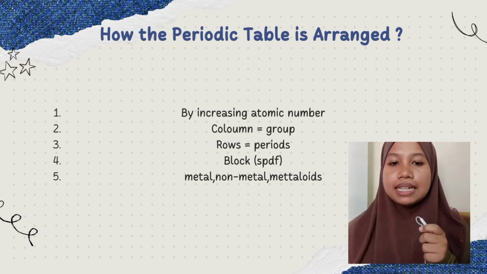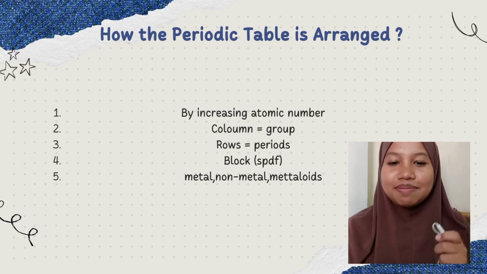Number 5, metals, non-metals, and metalloids. Metals are on the left and middle, while non-metals are on the right side. Metalloids are along the zigzag line.